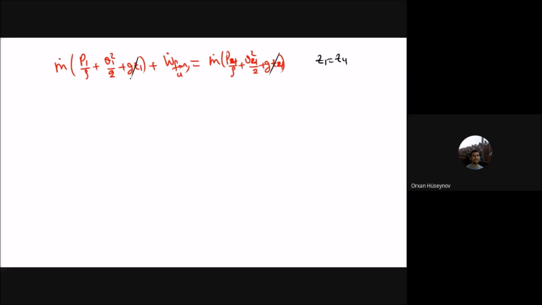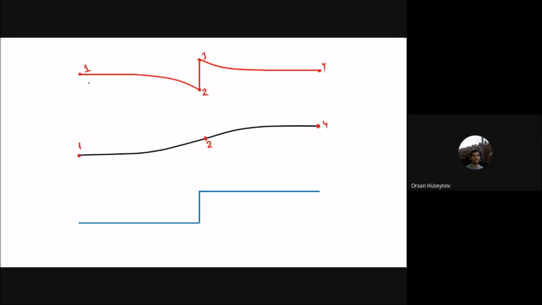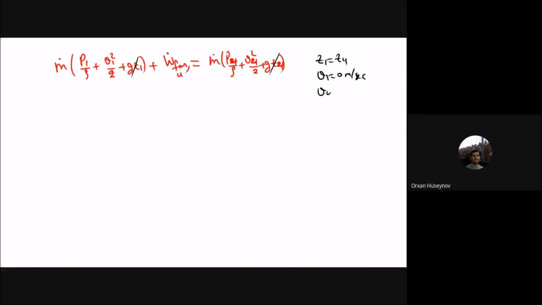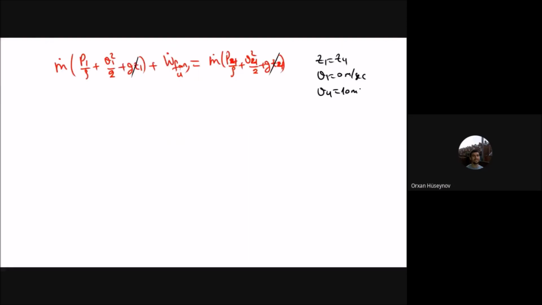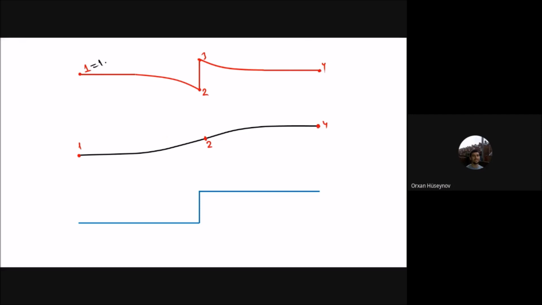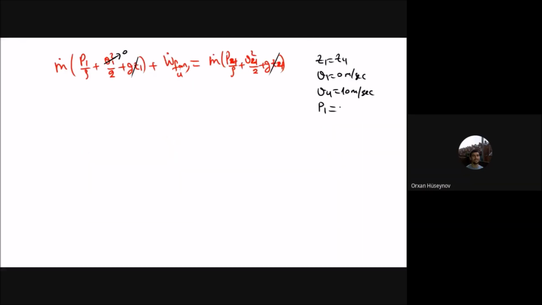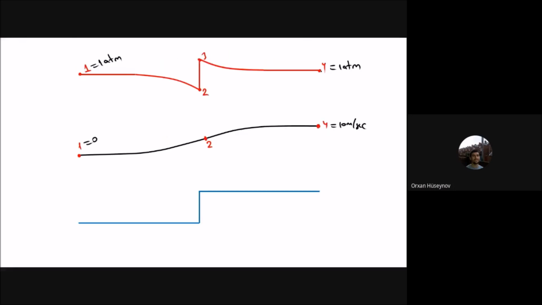For the velocity terms, velocity at 1 is 0 meters per second, because it is far away from the fan, therefore here you don't have any velocity. And the velocity at point 4 is the maximum velocity, which is 10 meters per second. Okay. And then this term goes to 0. P1, pressure is 1 atm, and here you also have 1 atm. And therefore P1 is the same as P4, it is 1 atm. Okay. These are also away from the fan, where you have reached the 1 atm pressure.